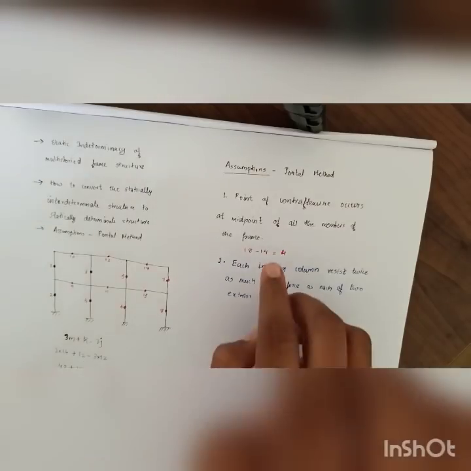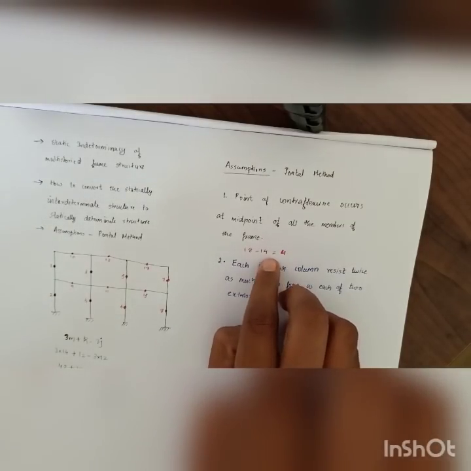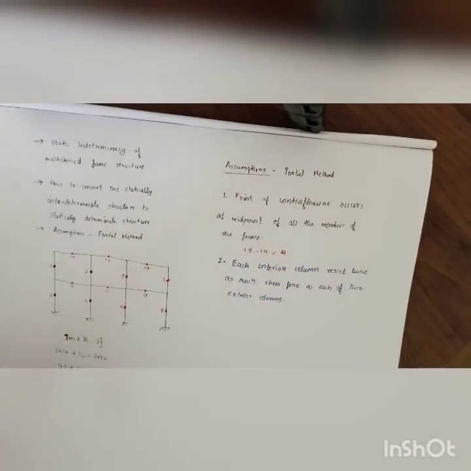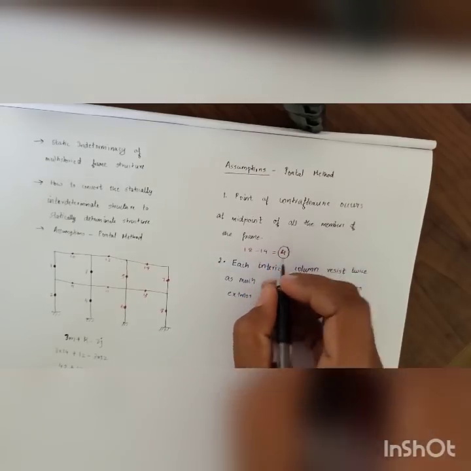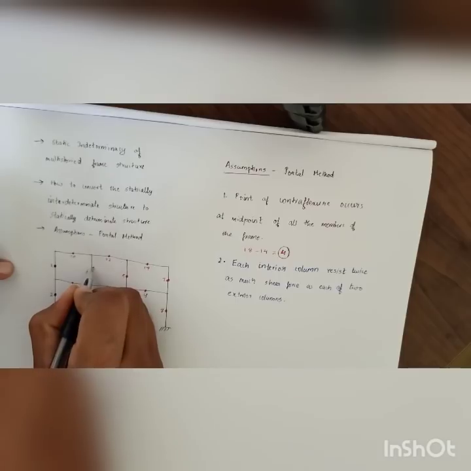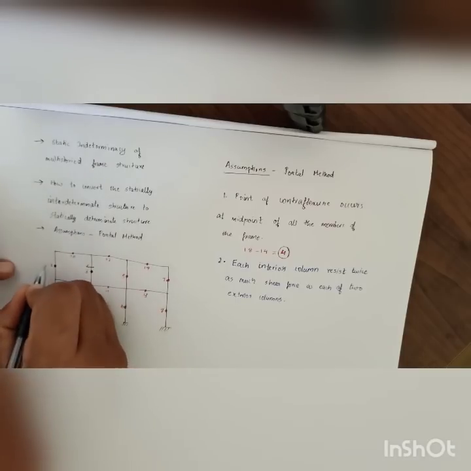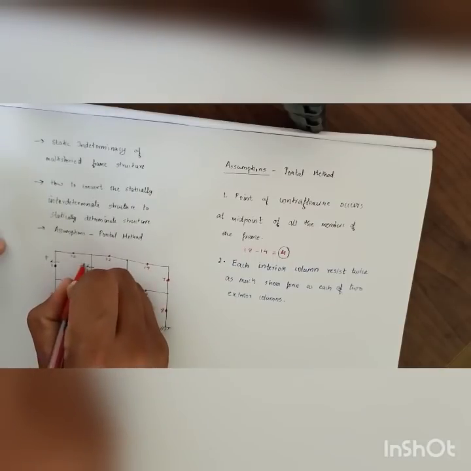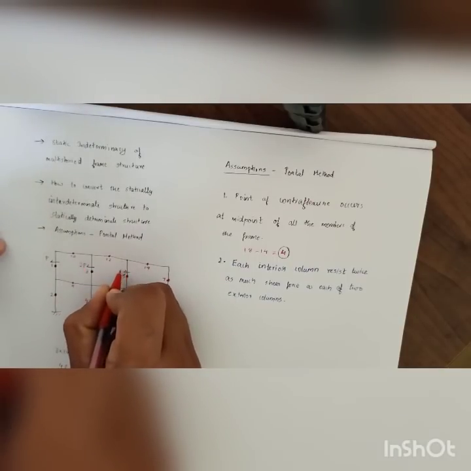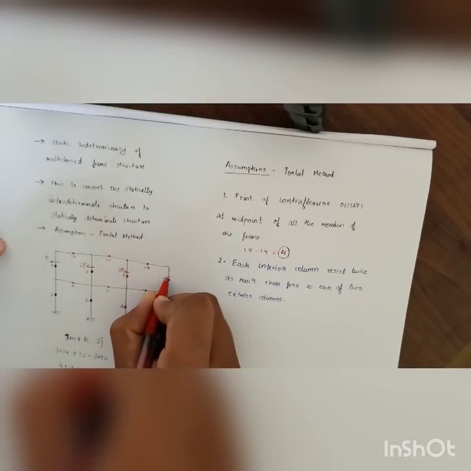Initially our static indeterminacy was 18. With the help of the first assumption we have 18 minus 14, that is 4. Now we have one more assumption, that each interior column resists twice as much shear force as each of the two exterior columns. So again this 4 is also getting cancelled. Suppose the shear force here is P, then this is going to be 2P, and this is also going to be 2P, and this is again going to be P.